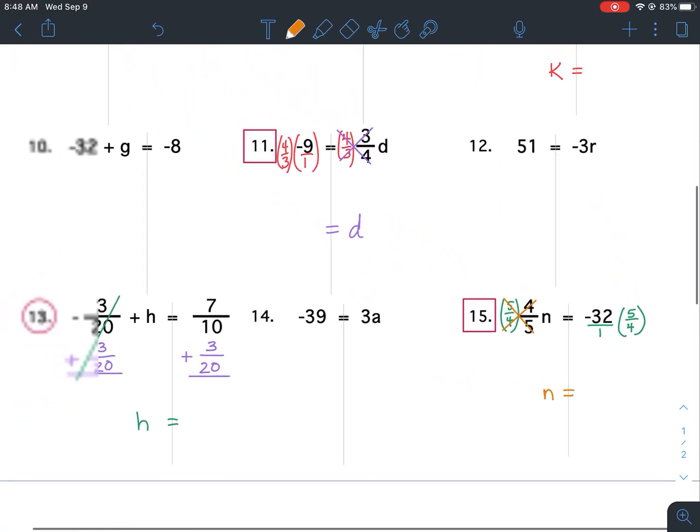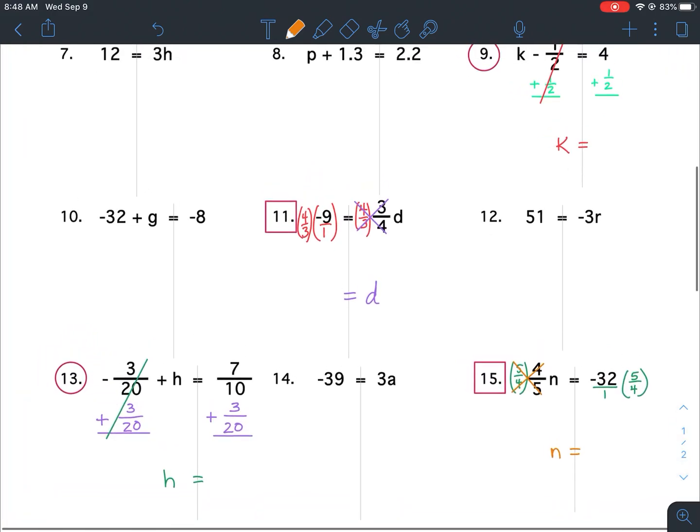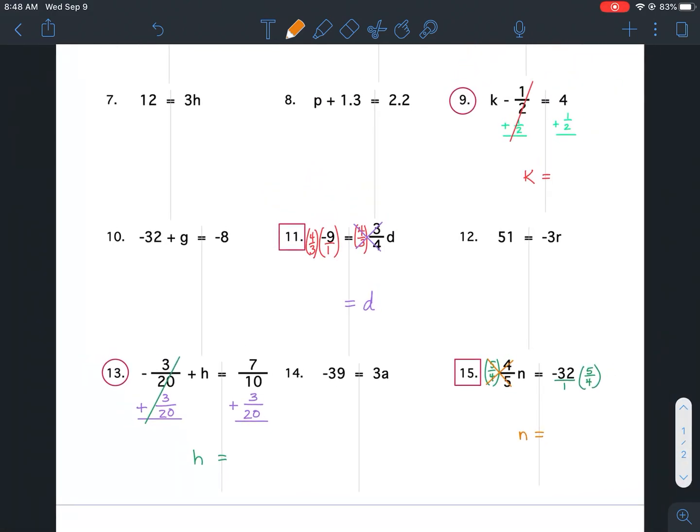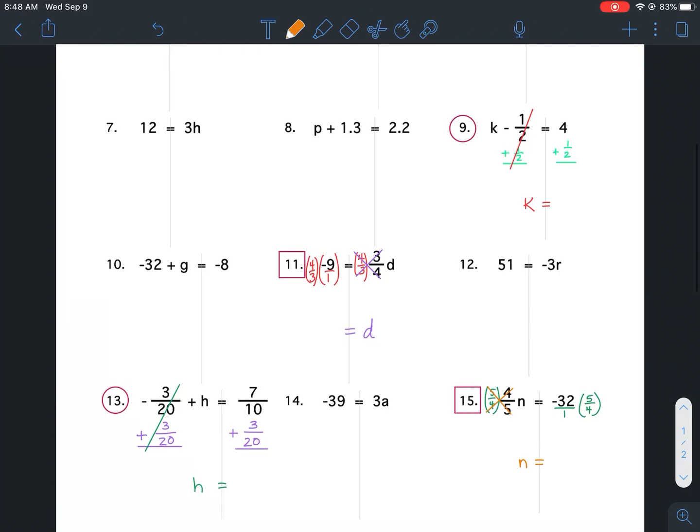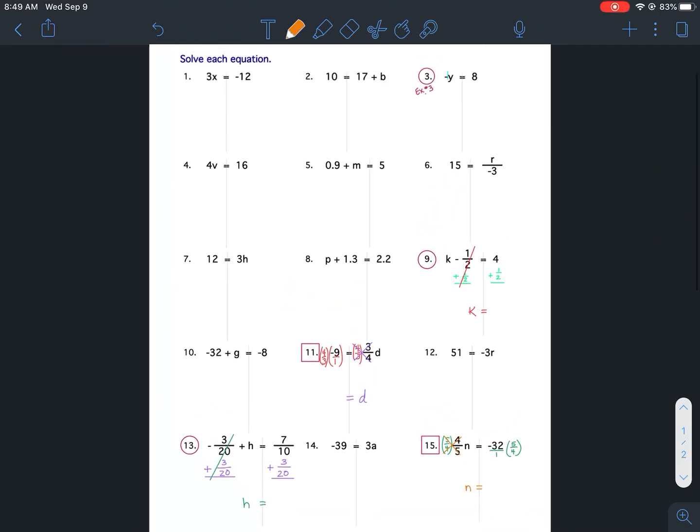All right, that is the help that I'm going to give you with the Solving One-Step Equations worksheet. If you have any questions, please let me know.